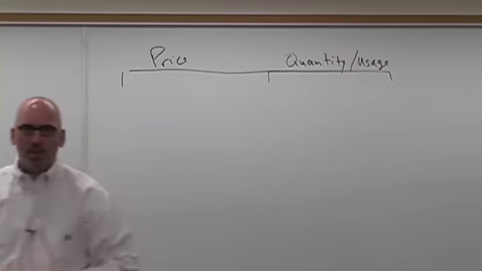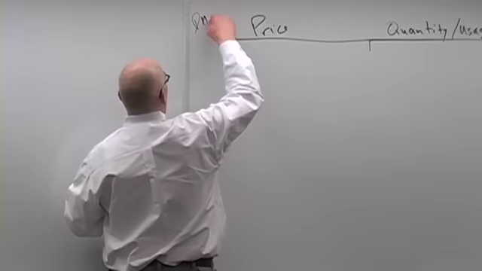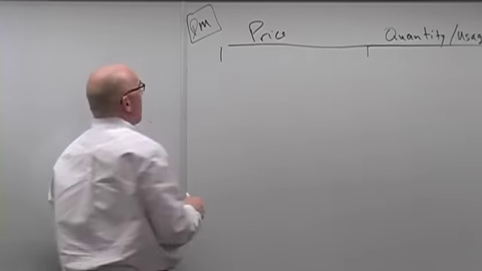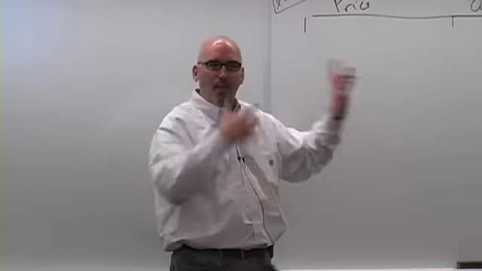How many ways are there to explain a difference between an estimated number and an actual number? 2. Price variance and the quantity variance. We're doing the direct materials variances here. Price variance and quantity or usage variance are the names of those variances. Okay? So you want to write, what is this?